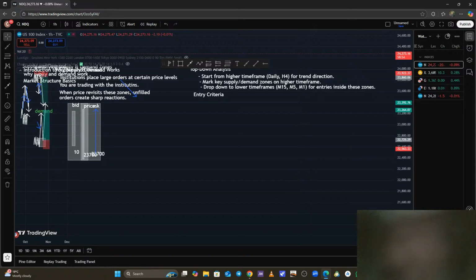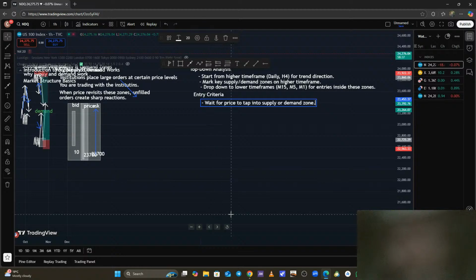number one, wait for price to tap into your supply or demand zones. Don't take early entries because you're scared of missing out on the trade. So wait for price to tap into the supply or demand zone. Once you wait for that, look for rejections or wicks or engulfing candlesticks. Basically, look for a reversal confirmation.